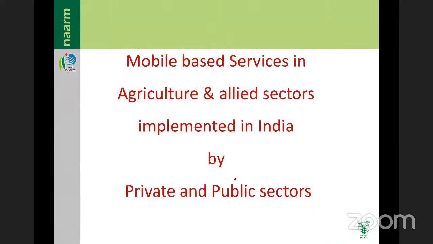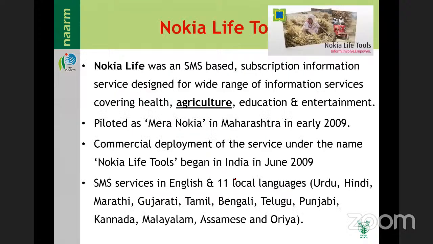So mobile-based services in agriculture and agri sectors have been implemented in India by private and public sectors. There are so many. Nokia, I told you, the Nokia phone came first. Nokia Life was SMS based. Initially we could only send SMS, no photographs, but we could attend calls. It was a subscription service designed for agriculture, education and environment, piloted as Mera Nokia in Maharashtra as early as 2009. Maharashtra and Karnataka implemented a lot of ICT tools compared to the other states, particularly Maharashtra.